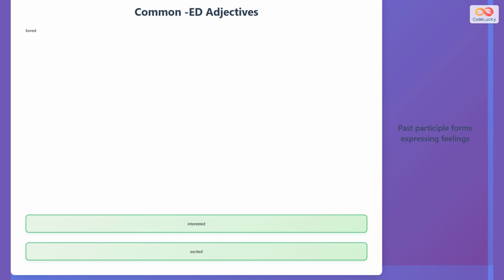Common participial adjectives ending in ed include bored, interested, and excited. They describe feelings or emotions experienced by people. These adjectives are formed by adding ed to the base form of many verbs.